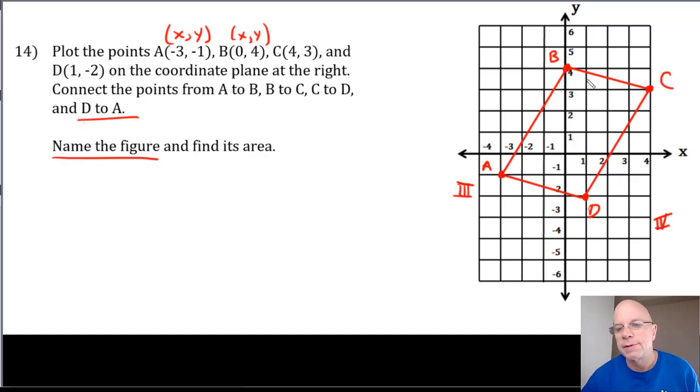Well, this figure is a polygon with 4 sides, so it's a quadrilateral, but it's a special kind of quadrilateral because these opposite sides are parallel and congruent, and these opposite sides are also parallel and congruent. And if you have a quadrilateral with 2 pairs of parallel and congruent opposite sides, it's a parallelogram.